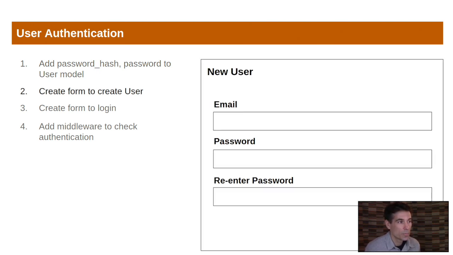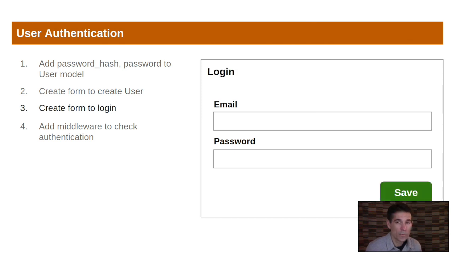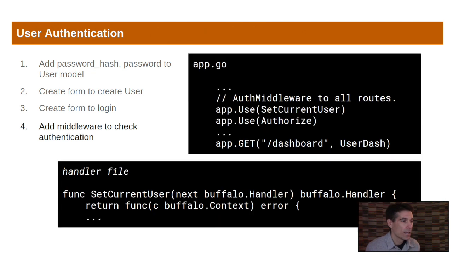So the second step would be to add a new user form. We did this last time with blogs, creating forms. We'd also need a route that would respond to this form, and that would create the new resource in our database. The third step is create another form, but this is for login. In this case, we're not creating a new resource per se, we're creating a session, and Buffalo manages that session all by itself. And the last step is going to be to add middleware for our routes.